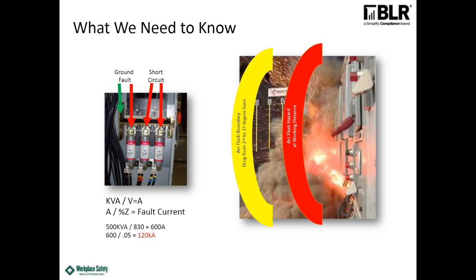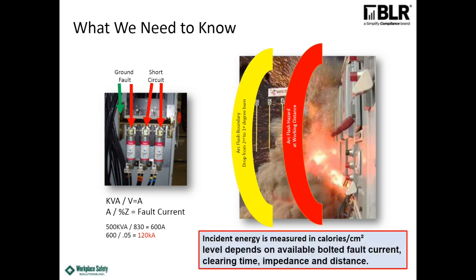On a 500 kVA transformer, you have 600 amps of continuous load capability, but your fault current could be 120,000 amps on that same transformer. So it depends on a few different things, but that's part of how big of an arc flash this can actually be. One is what is the available fault current, and the other is clearing time.